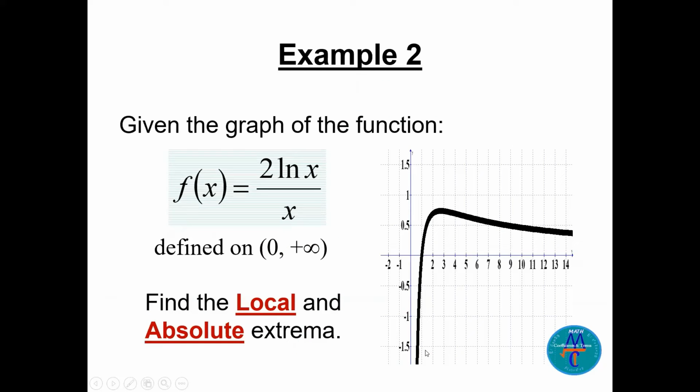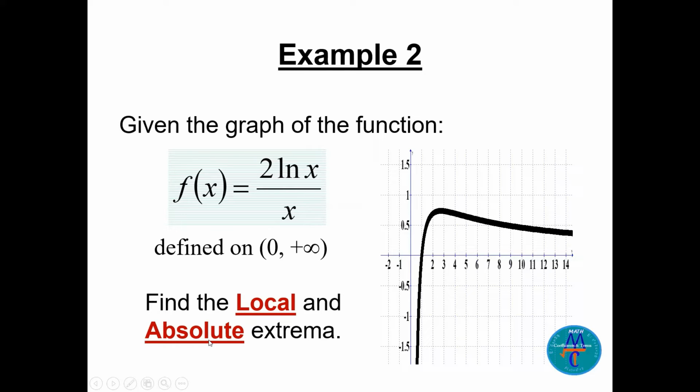We can see now many examples on this. Given this graph here, f of x is equal to ln of x divided by x, defined on the open interval from 0 to infinity. Why from 0 to infinity? Because the argument in any logarithmic function, this is a logarithmic function of base e, ln of x, must be positive. So the domain should be from 0 open to infinity.